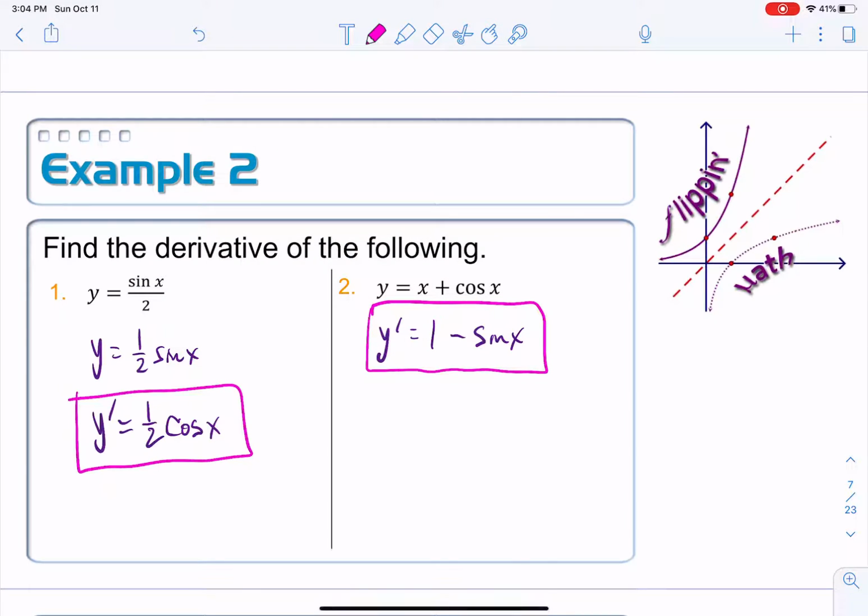Piece of cake. Yeah, and then you start the homework, right?